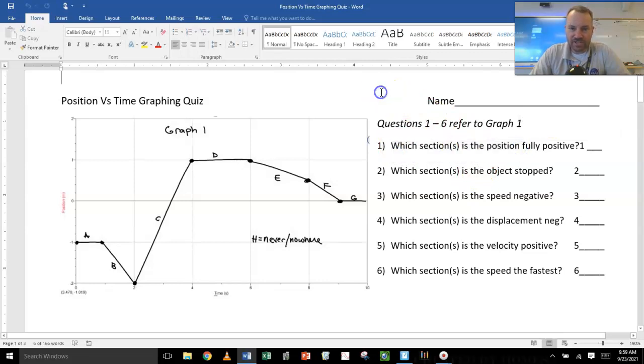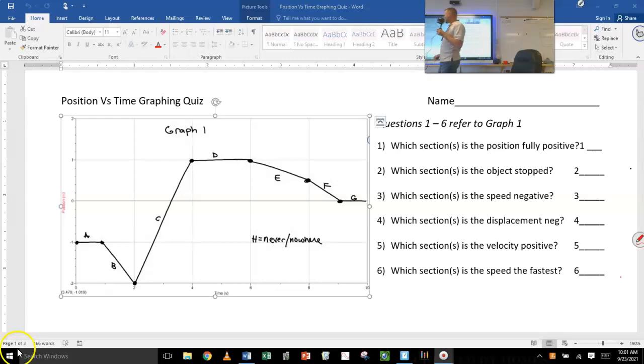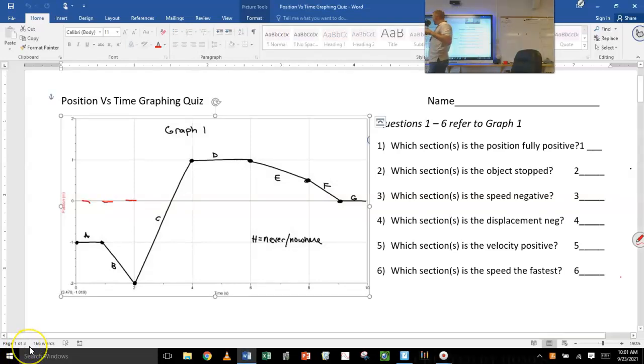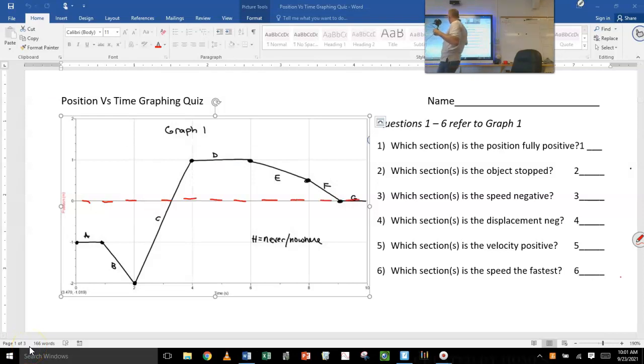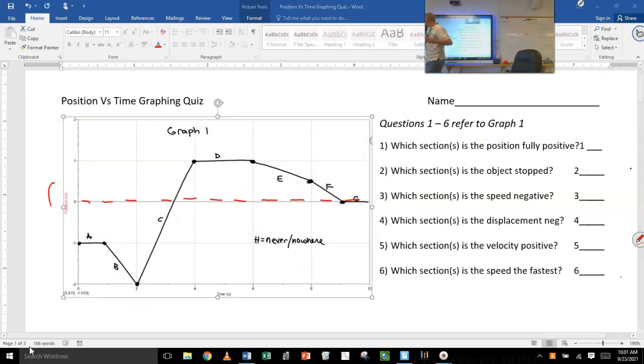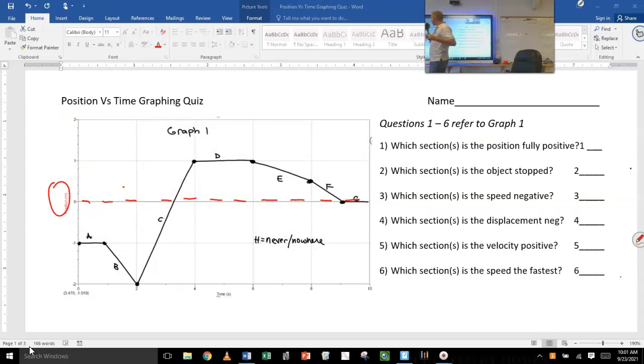Which section or sections is the position fully positive? So a big question is 0. First of all, do you remember putting your cups down on the ground? When you're in the pot, maybe some of you paid attention to those cups, maybe you didn't put any cups down, but when is your position positive? Here's your position over here on the y-axis. So basically, anytime your position is in a positive number. So here's where your position's positive. Here's where your position's positive. Position positive here. Position positive here.